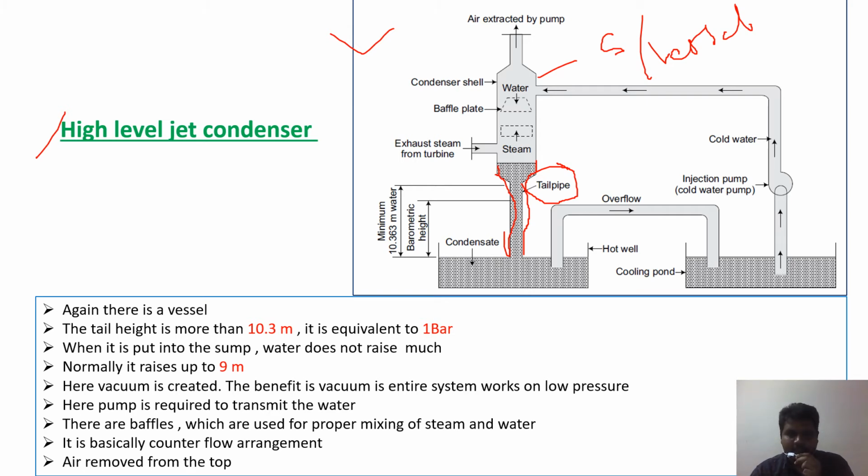The height of the tailpipe is normally more than 10.36 meters. It is equal to 1 bar. When this tailpipe is connected to the sump, the water does not move upwards much. And also, because of this height, it will create a vacuum. So the entire system works on low pressure. This is the advantage.